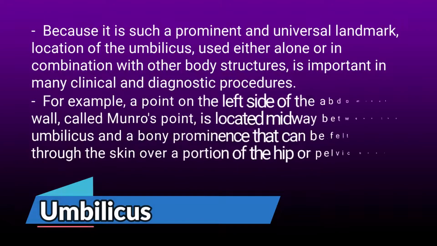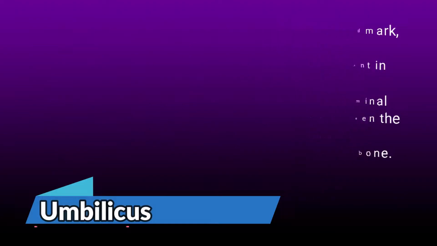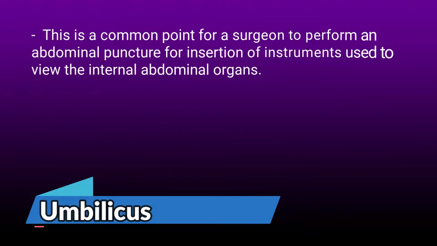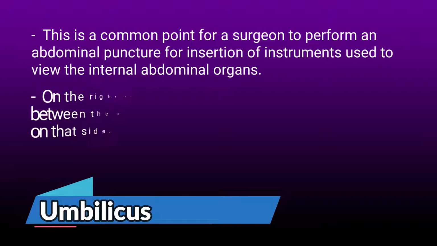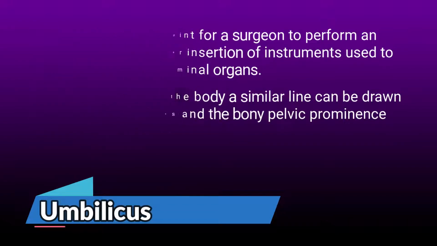For example, a point on the left side of the abdominal wall called Monro's point is located midway between the umbilicus and a bony prominence that can be felt through the skin over a portion of the hip or pelvic bone. This is a common point for a surgeon to perform an abdominal puncture for insertion of instruments used to view the internal abdominal organs. On the right side of the body, a similar line can be drawn between the umbilicus and a bony pelvic prominence on that side.